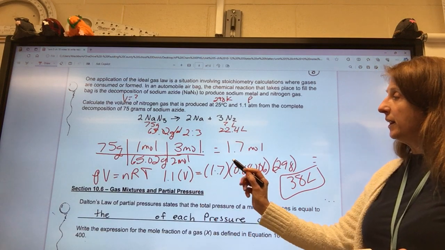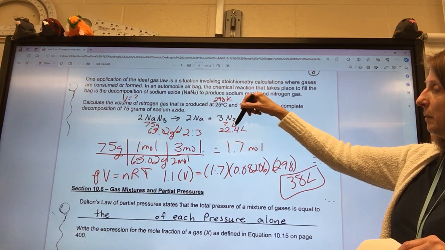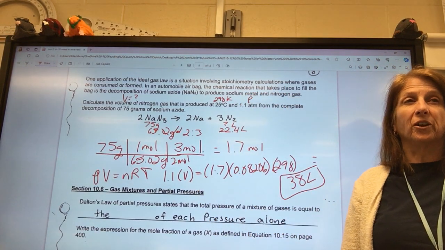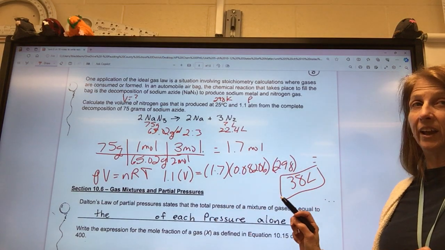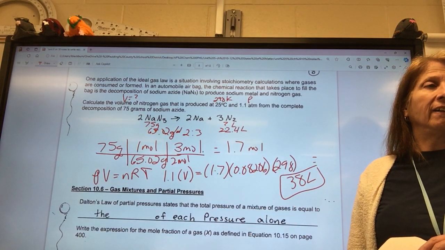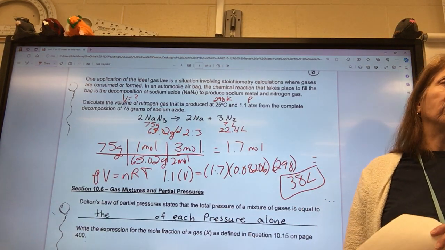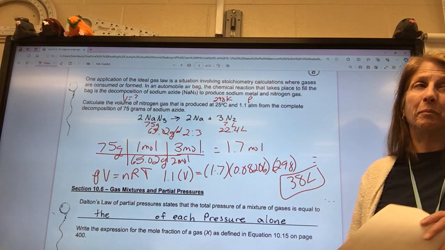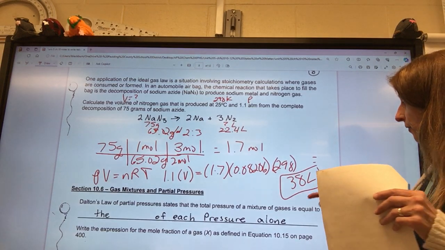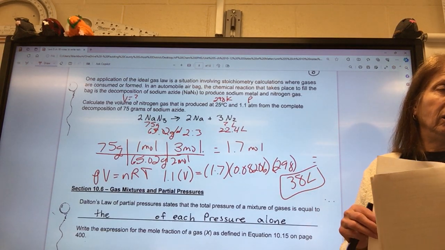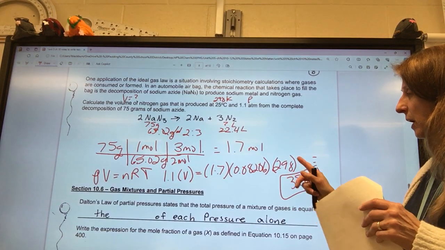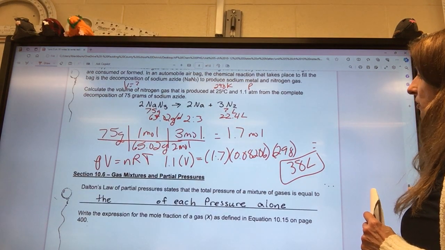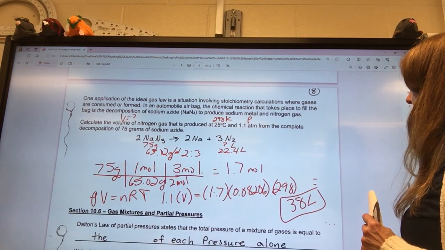But do you know what? If you take this and multiply it by 22.4, what do you also get? 38 liters. Because it just all works. There's more than one way to do it. And I think I would just do it by multiplying by 22.4 and getting 38 liters. But you can see why they did it that way, because they wanted you using the ideal gas law.